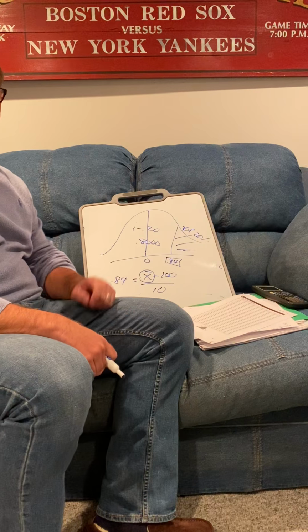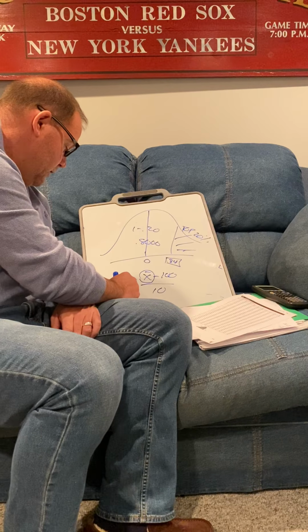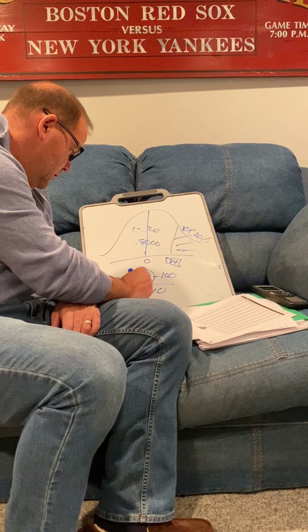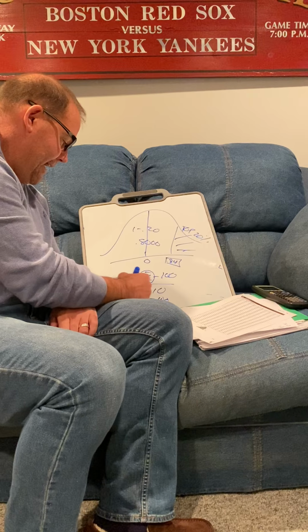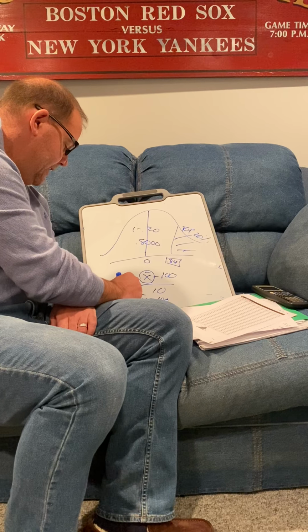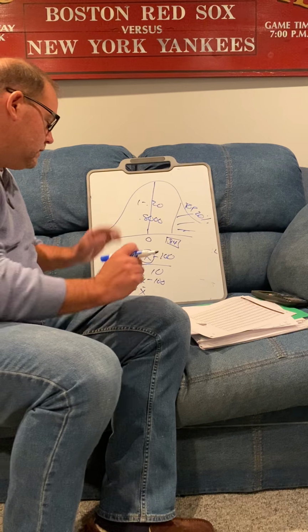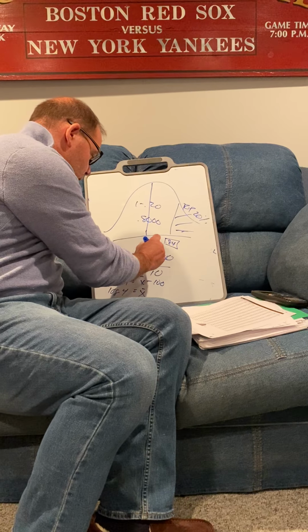Now you can solve this equation. Okay, 10 times 0.84 is 8.4. And if I add 100 to it, what we're saying is 108.4 would be the cutoff score.